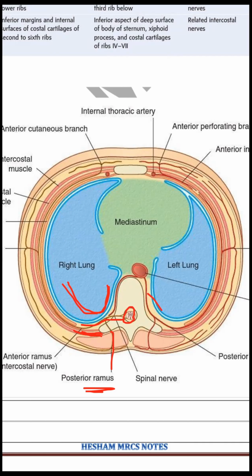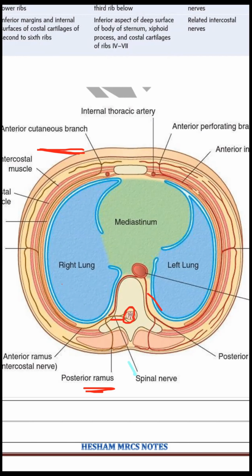Then it continues forward between the transversus thoracis and the internal intercostal to give the anterior cutaneous branch, supplying the anterior part of the chest wall. Here is the course of the typical intercostal nerve from the anterior primary rami between the pleura and the posterior intercostal membrane, then between the internal intercostal and transversus thoracis, giving the lateral cutaneous branch, which in T2 is called intercostobrachial. Then it continues anteriorly to form the anterior cutaneous branch.